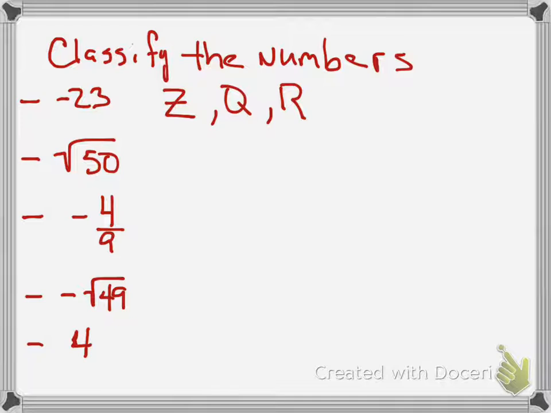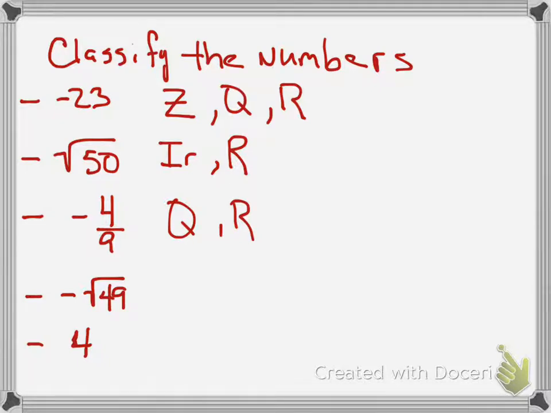Okay, so the next one, square root of 50. The square root of 50 doesn't come out even. Since that would be a decimal answer, that means it would be irrational, because it would be a decimal answer that goes forever without changing. And it's a real number. -4/9, now you see a fraction, so that means it's a rational number, and it's a real number.